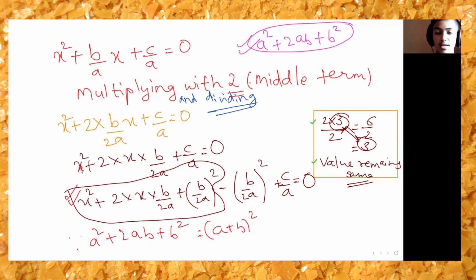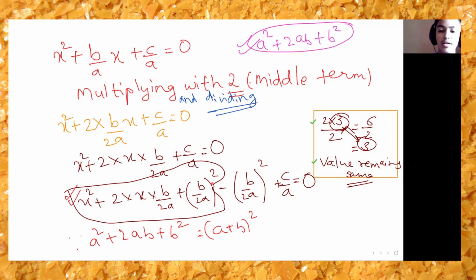See, you can see x square, that is a square, plus 2 into a into b. Now the two terms are completed. Now we should pay attention towards the last term, that is b square. So if you carefully observe our second term, 2 into x into b by 2a, this is in the form of 2ab. So the value of b is b by 2a.